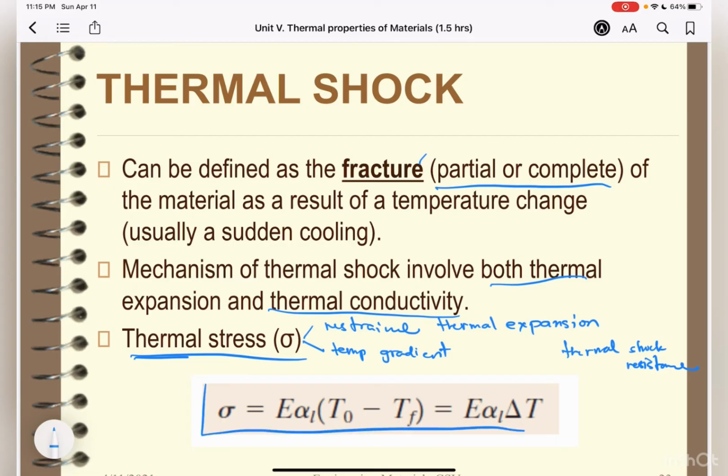That's why we have here that the thermal stress is equal to E alpha times the initial temperature minus the final temperature, or that's your delta T. E here is what we have in your mechanical properties, your modulus of elasticity. Alpha is the linear coefficient of thermal expansion.